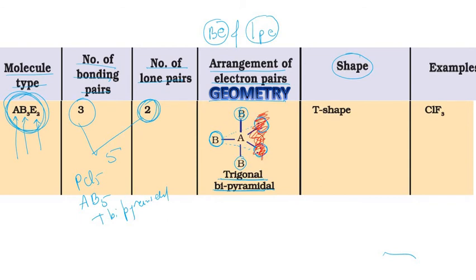Under such condition, the shape will become what? Can you see now? This is nothing but what? T shape. This is nothing but T shape, right? And the best example for the molecule of the type AB3E2 is ClF3. Is it clear, students?